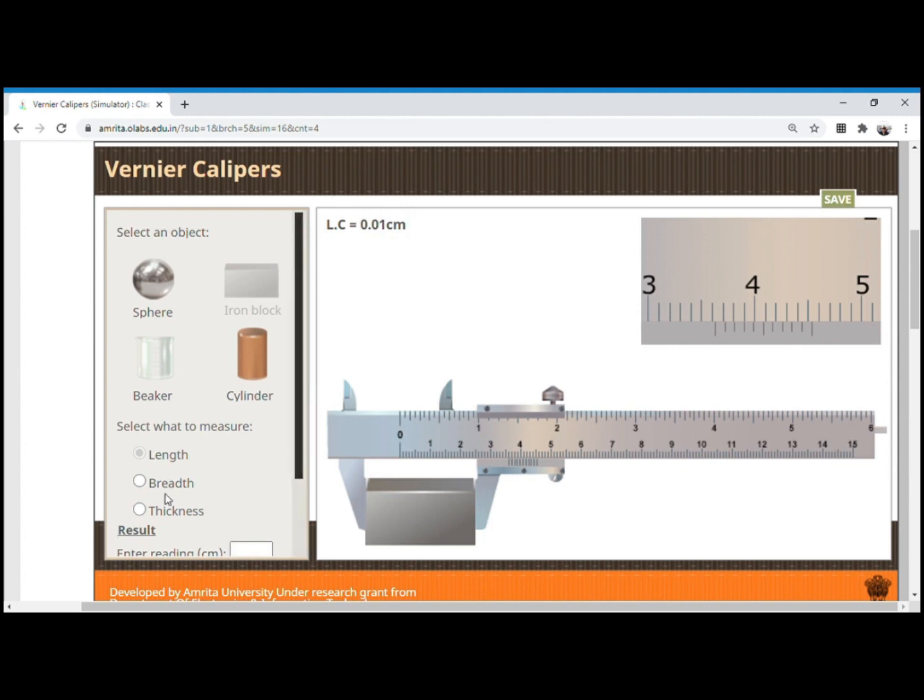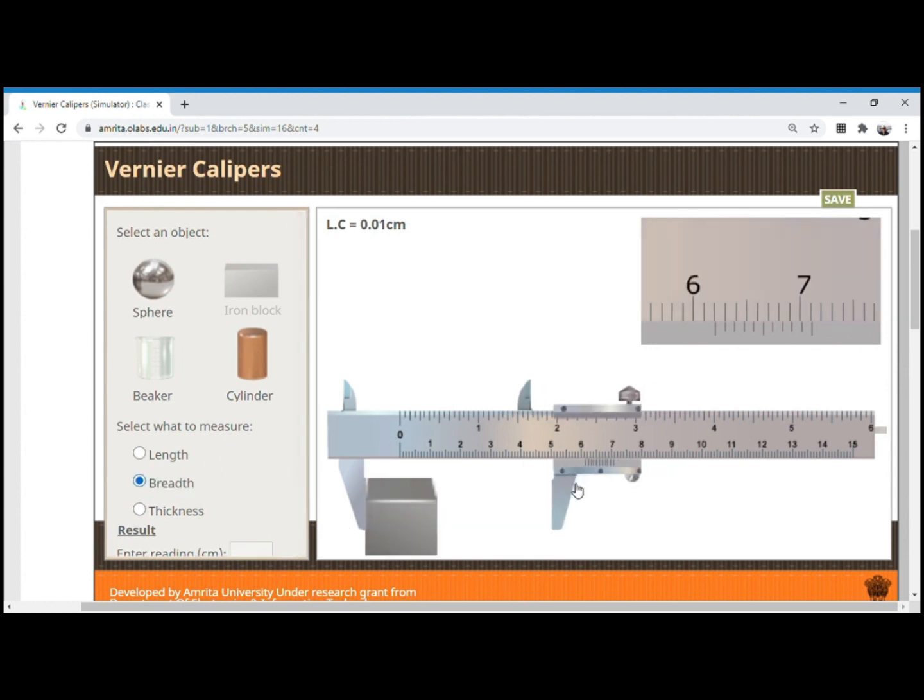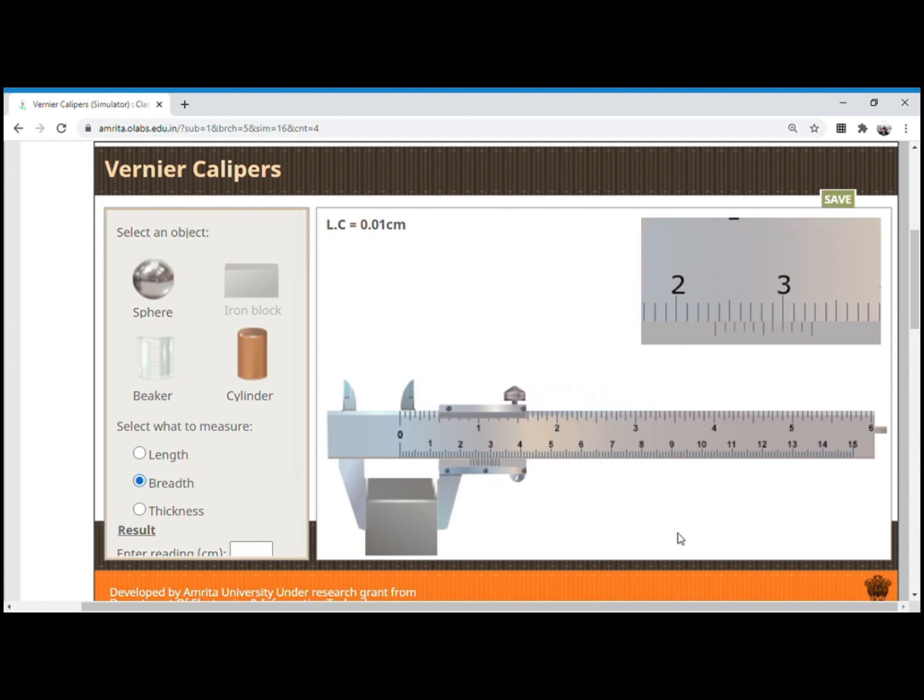We can change the shape of the block. The thickness of the block is 2, more than 2, 2.1, 2.2, 2.3, no, more than 2.4. On the vernier scale, the parallel line is this one: 1, 2, 3, 4, 5, 6, 7. So the total is 2.37 cm.